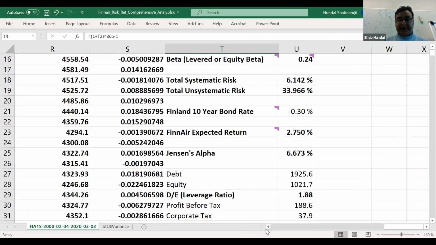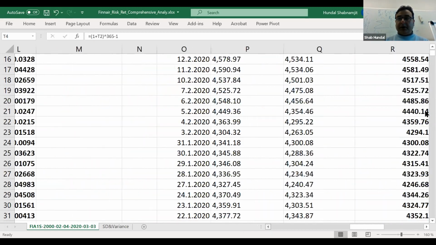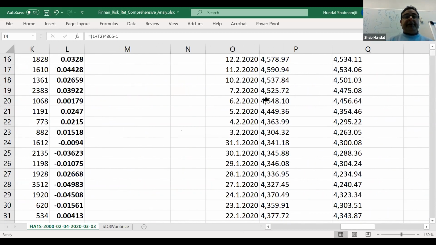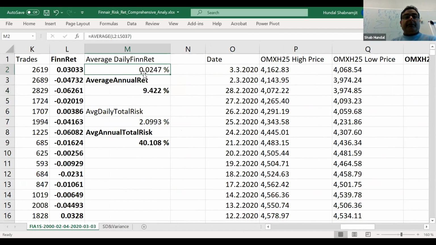Where is FinAir's daily growth? Maybe it's here actually. Yeah, here we go. So on an everyday basis for 20 years, FinAir has been growing at 0.0247%. But when I annualize it, FinAir grows at 9.4. So for 20 years, FinAir has been growing every year.